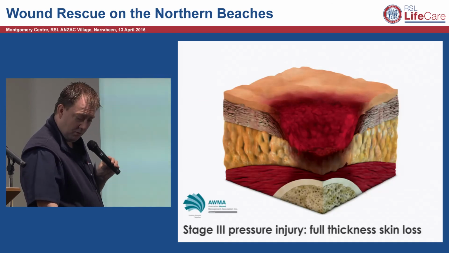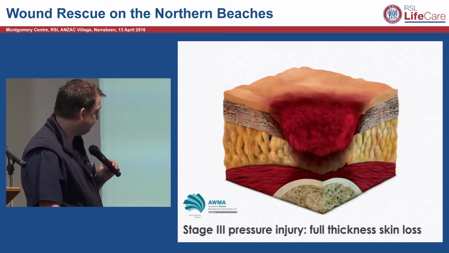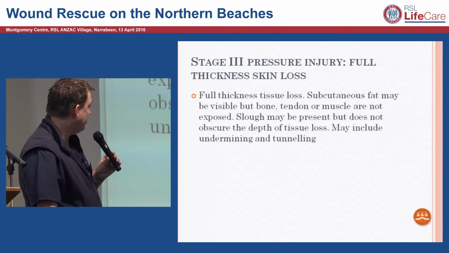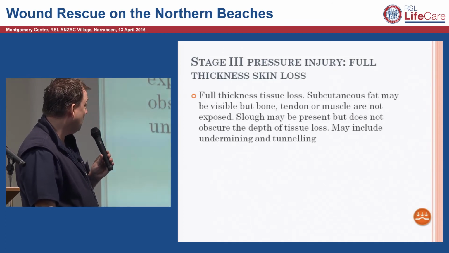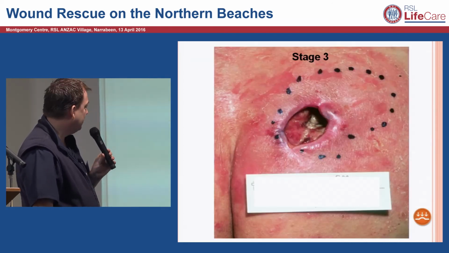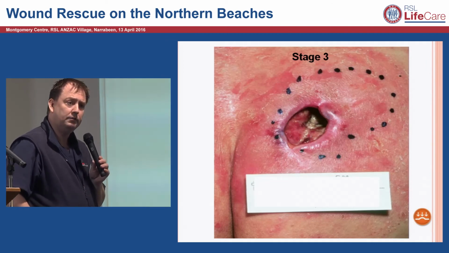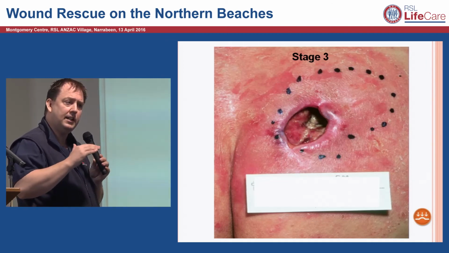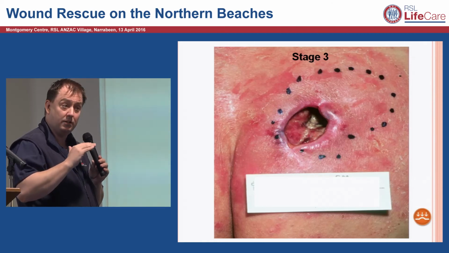So we move on to stage 3, full thickness skin loss. Full thickness tissue loss, subcutaneous fat may be visible, but bone, tendon or muscle are not exposed. Slough may be present. There may be tunnelling and undermining. It's often mistaken for a stage 4. The key thing is it doesn't go through the fascia.